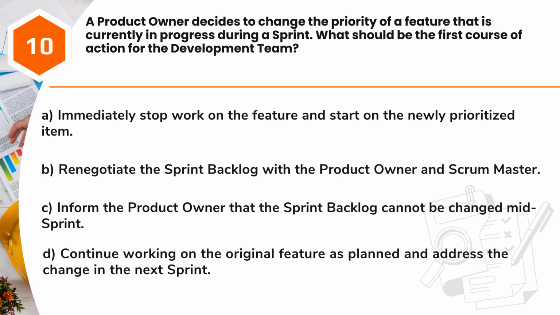A. Immediately stop work on the feature and start on the newly prioritized item. B. Renegotiate the sprint backlog with the product owner and Scrum Master. C. Inform the product owner that the sprint backlog cannot be changed mid-sprint. D. Continue working on the original feature as planned and address the change in the next sprint.